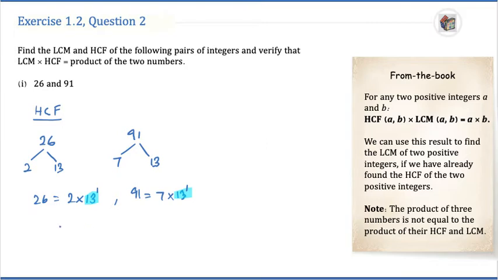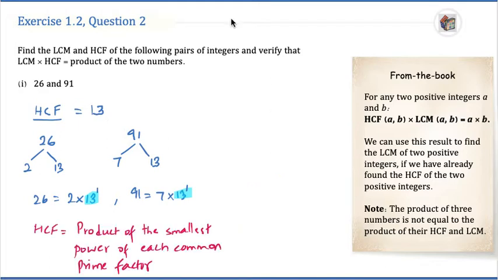The rule is that you take the common factors along with the lowest power that you see. For example, if one of these numbers was 2 times 13 squared and the other was 7 times 13, even then the common prime factor would still be 13, but I would take it with the lowest power. So the lowest power is 1. So even then my HCF would have been 13. In this case though, both of them have the same powers. So the HCF of these numbers is 13.